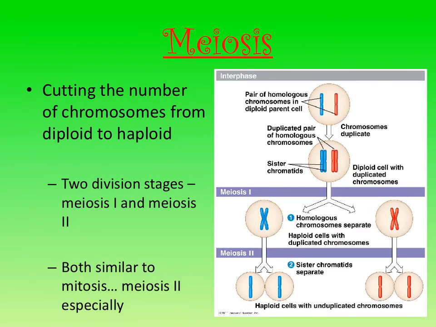All right, so meiosis. As I said, I'm going to kind of leave this up to you for the most part, because you might remember from freshman year, it's super similar to mitosis. But the point of meiosis is to try to cut the number of chromosomes in half, so go from diploid to haploid. And in order to do that, we're going to need two division stages.